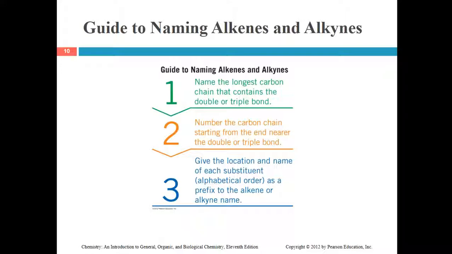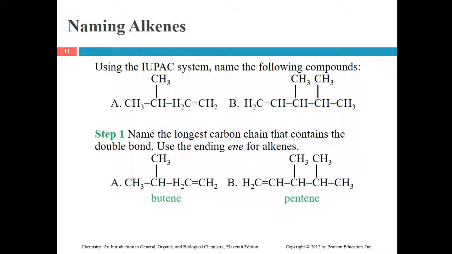So, a guide to naming alkenes and alkynes. Name the longest carbon chain that contains the double or triple bond. Number the carbon chain starting from the end near the double or triple bond. Give the location and name of each substituent in alphabetical order as a prefix to the alkene or alkyne name. So here we have 2 examples. Let's look at example A.